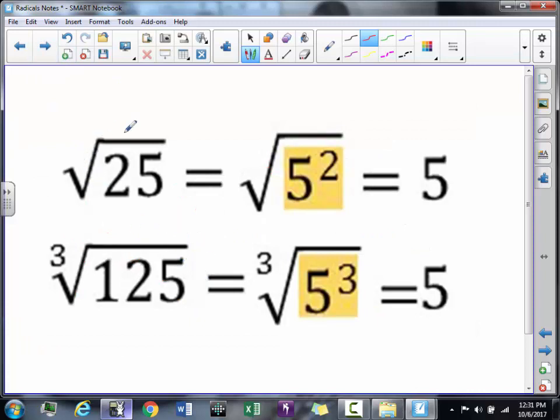If I were to give you guys the square root of 25, I'm sure most of you know that the square root of 25 is 5. But I want to talk about why. Sometimes we gloss over this. I want to really go back to the basics.